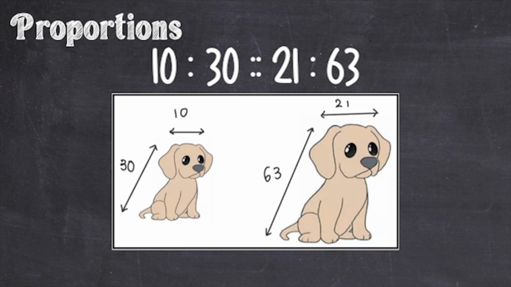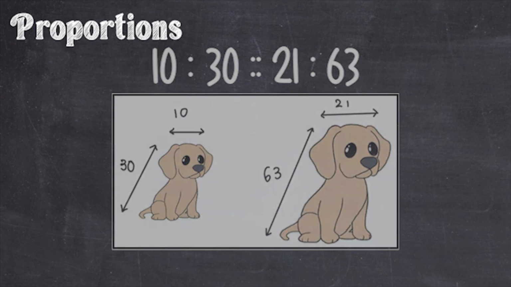When setting up a proportion, make sure to write the ratios in the same order on both sides. In this example, we made sure to list the head length first and the body length second on both sides of the proportion. This is a common mistake, so always double check that your ratios are both listed in the same order on both sides of the proportion.